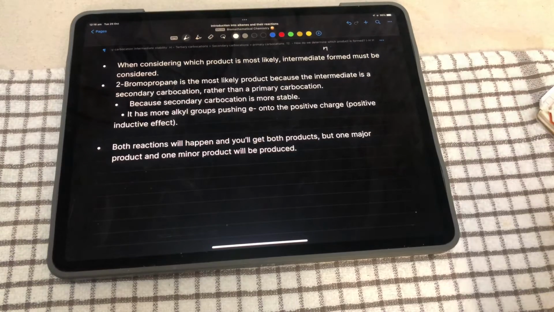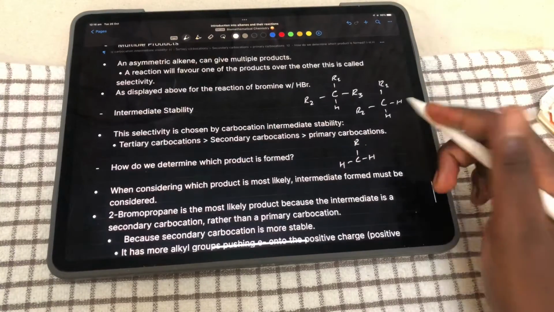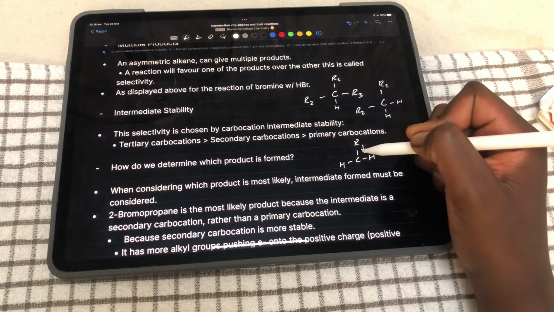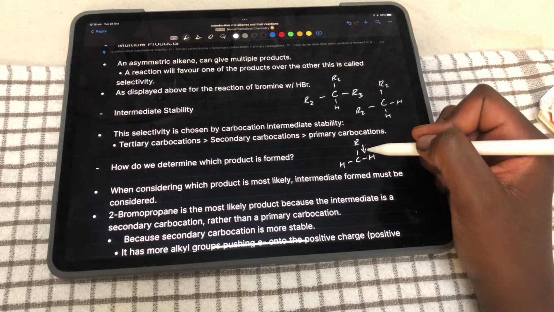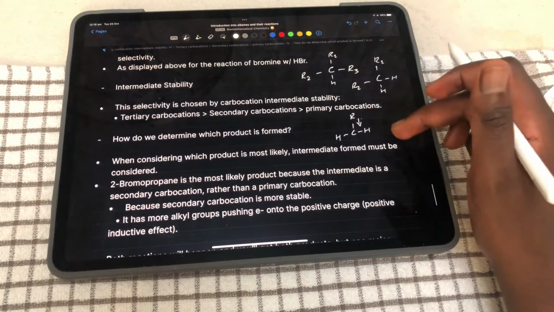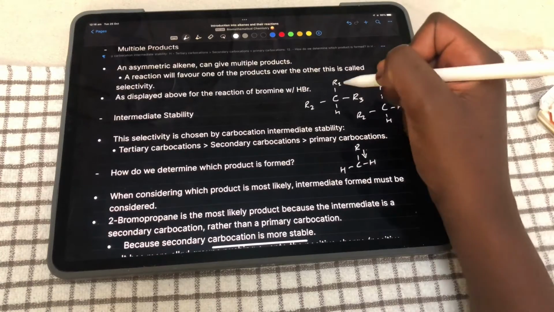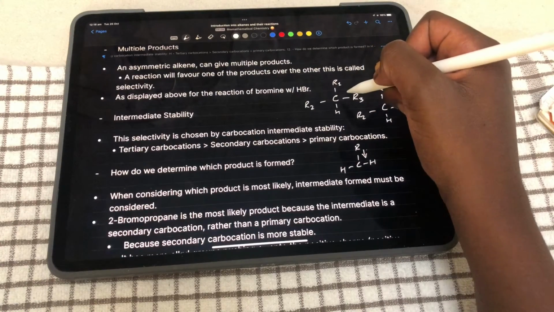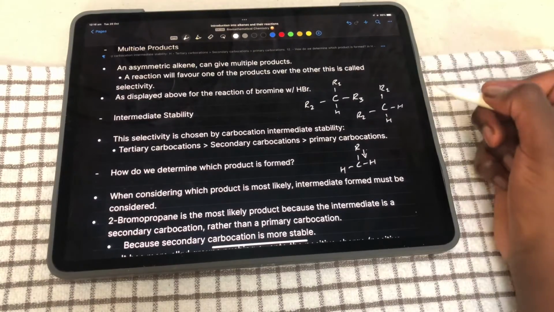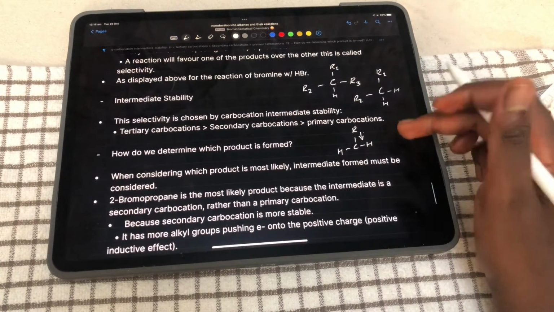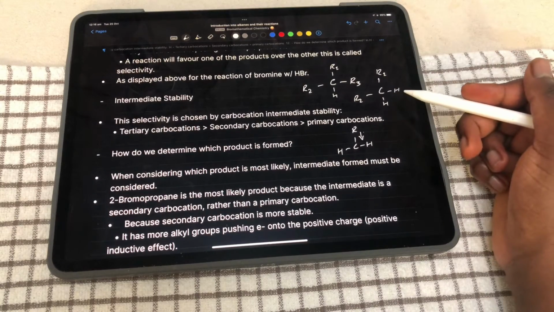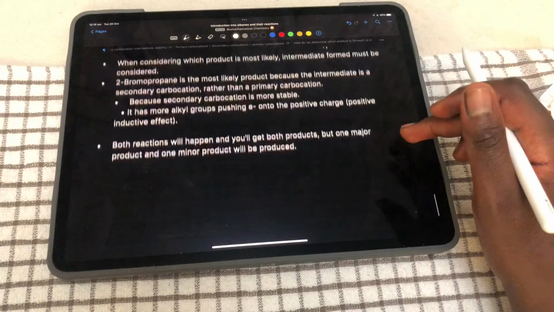Secondary carbocations are more stable. The reason is that they have more alkyl groups pushing electron density onto the positive charge. This is generally called the positive inductive effect. When you have R groups, they push electron density to this carbon atom here, so it creates a positive inductive effect. The more alkyl groups pushing electron density towards the carbon, the more stable it becomes. Whereas with a primary carbon, there are fewer alkyl groups, so there's a weaker positive inductive effect.